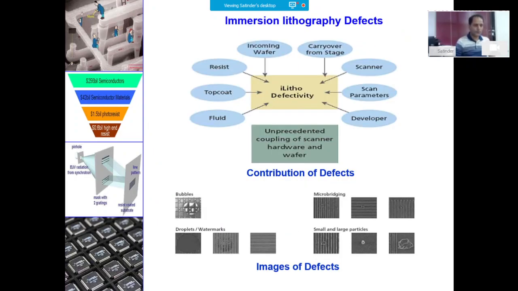In addition to that, there are other problems. This is why there is no agreement to use it so frequently: top coat, fluid, scan parameters, developers. The relevance of its use for bulk production is a question mark. But to some extent it is used by the industry, and because a liquid is used there, it sometimes forms bubbles in the optics, and that changes your focus. Such fundamental issues need to be addressed. At the same time, it is very complex as well as very costly.